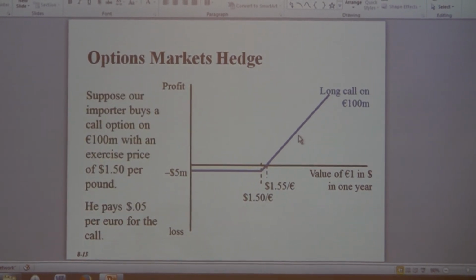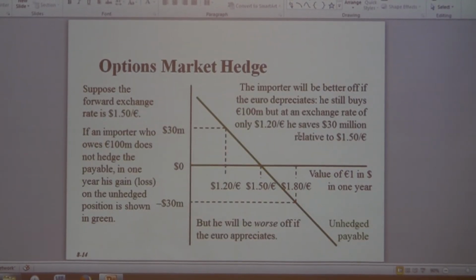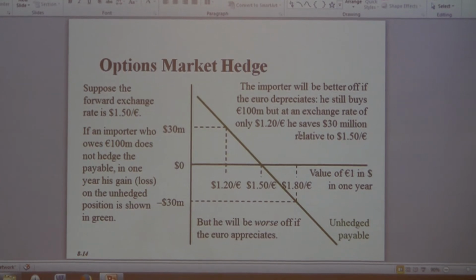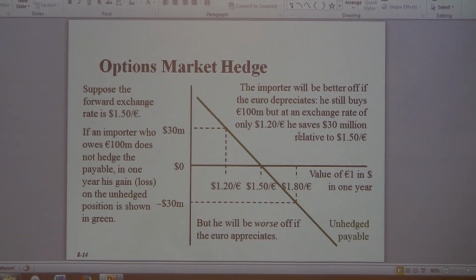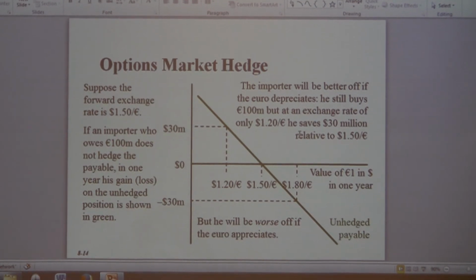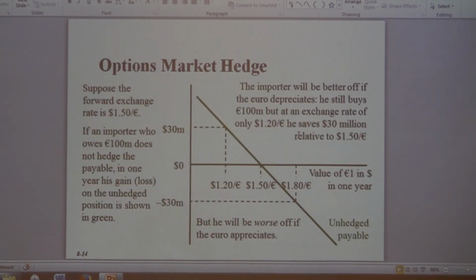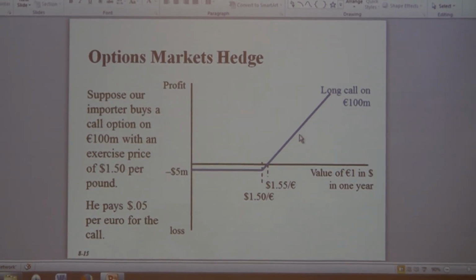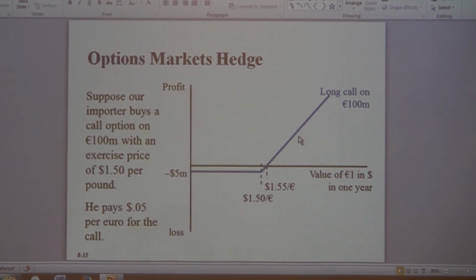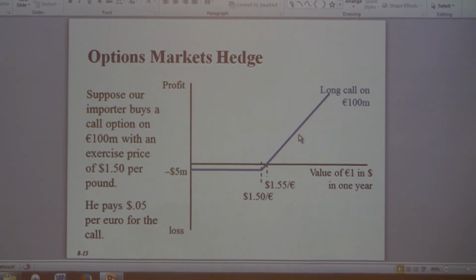So here, we want to talk about the same example. Suppose rather than buy a forward contract, in this case, we are talking about an importer who owes 100 million euros, and he's buying a call option. And for the call option, the price he pays when he buys it is 5 cents. So the call premium here is 5 cents. So we want to talk about what happens.